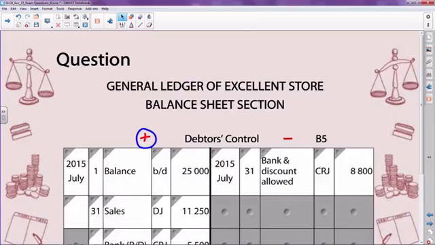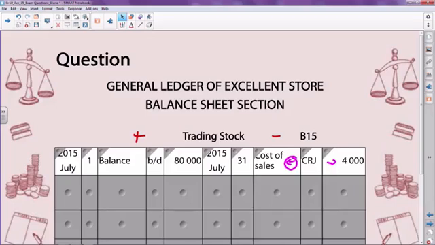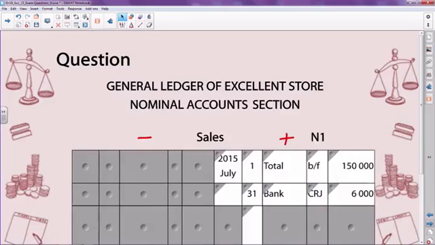But now we also need to go to your sales T account, and your sales went up. Why did it go up? Because I sold more to the debtor, so it's debtors control, DJ, and there's the amount as well.